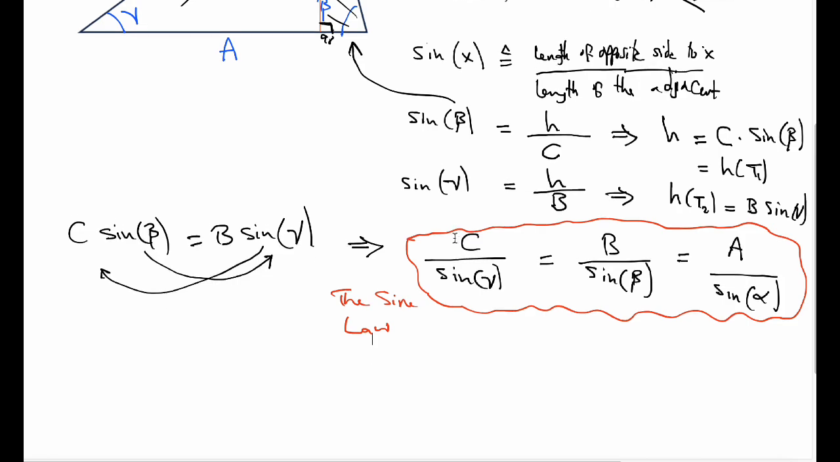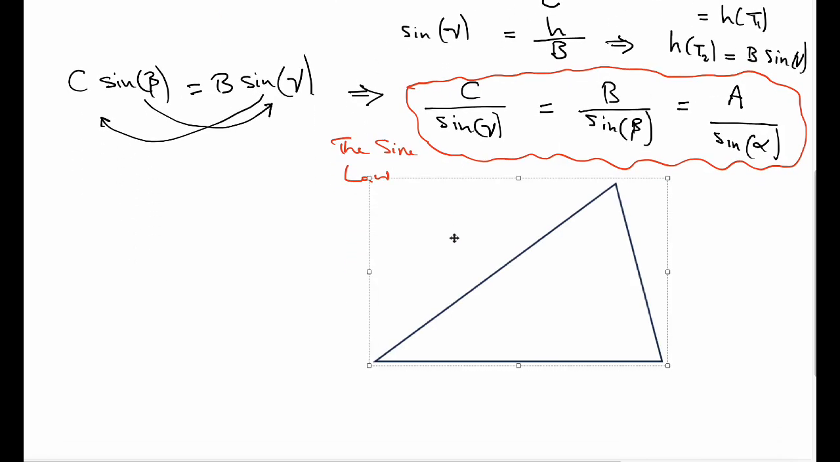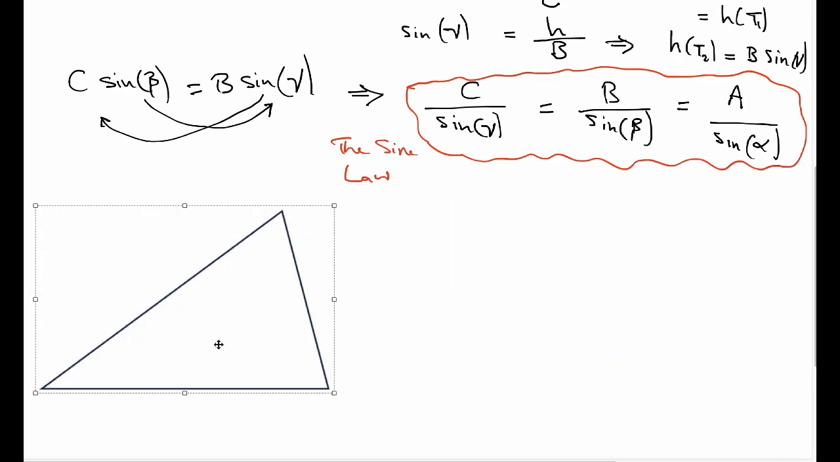Now, what about the cosine law? The cosine law is a bit different. From its name, we need to find or relate the side length to the cosine of the angle of the triangle.